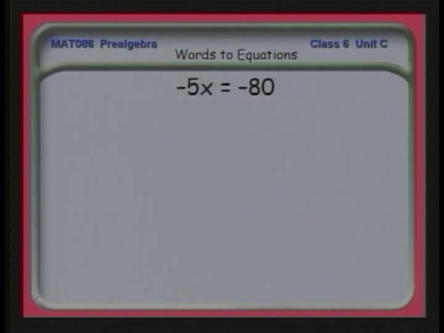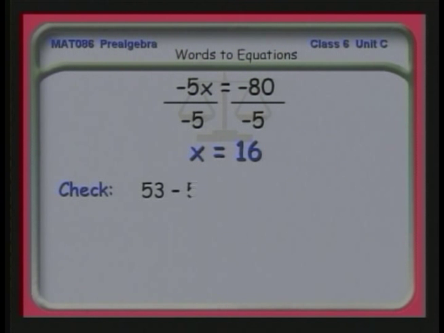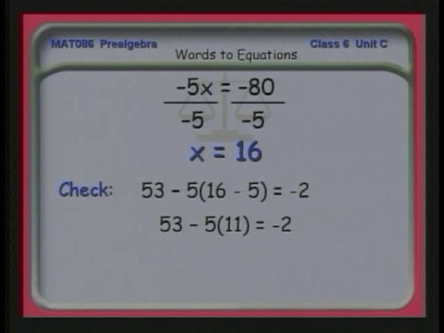You grab a new piece of paper, start at the top, and at this point I see that I need to divide both sides by minus 5. I do that, and I wind up with x equals 16. To check, I put the 16 in wherever there was an x, and I do the math. I have 53 minus 55 minus 2 equals minus 2, and I see I'm in good shape here.